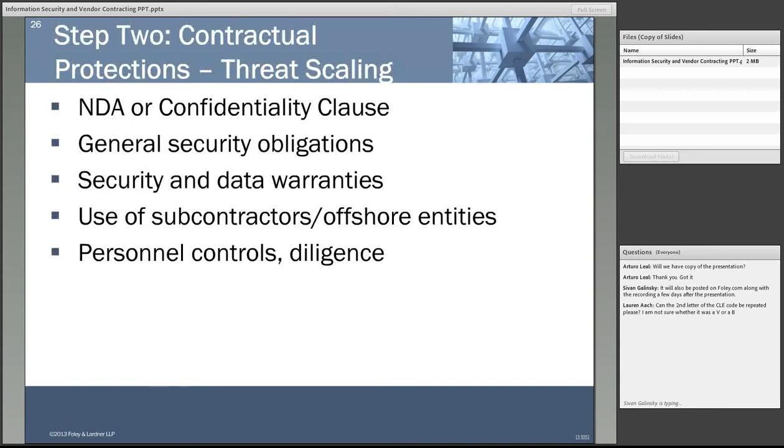So step two is the contractual protections. There's a whole bunch of different types of protections that we want to put into place, that we want to make sure are there based upon the type of information that we have. So these provisions will change based upon highly sensitive, not so sensitive, depending on the nature of access, again, as Mike had mentioned: mailing list, credit card information, financial services, personal health information, all changes.